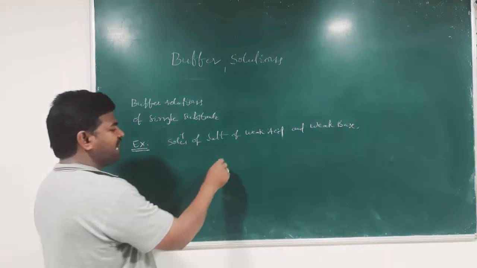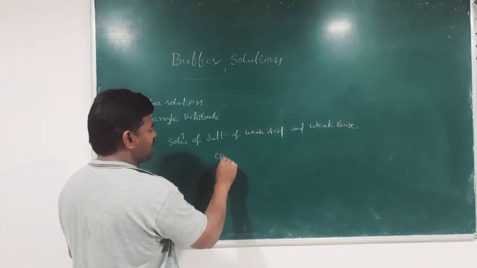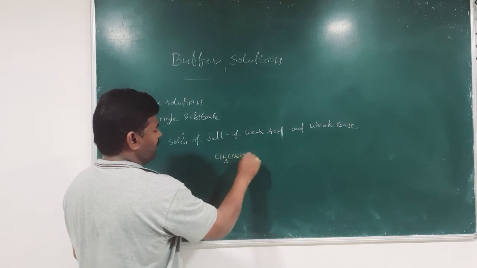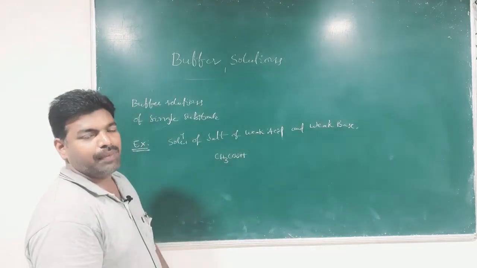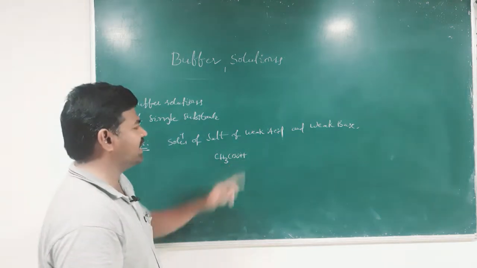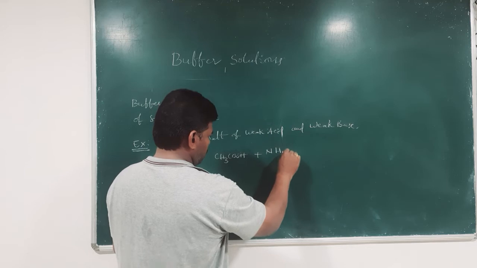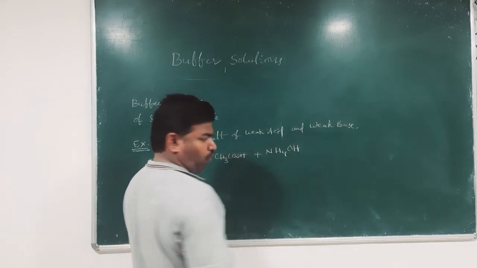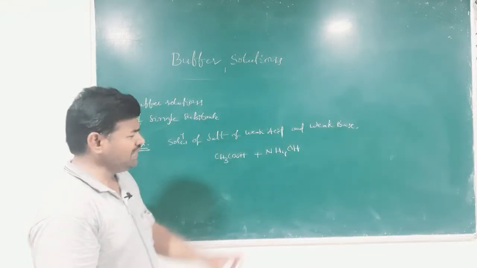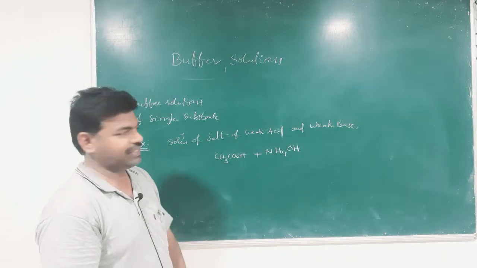The best and most familiar example for a weak acid is acetic acid, and the best example for a weak base is NH4OH, ammonium hydroxide.